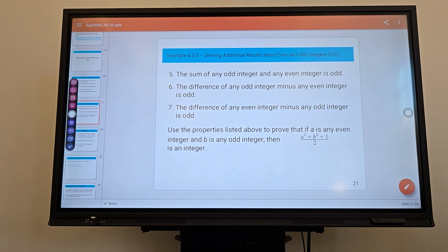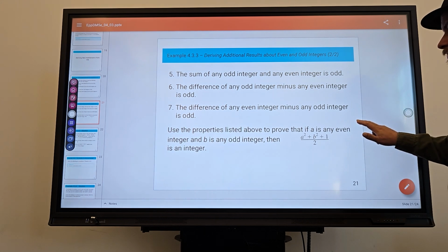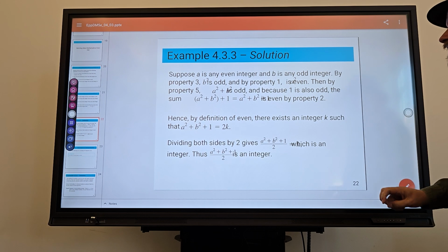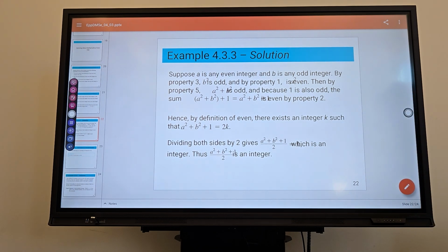Well, then you wouldn't need all 7 of those properties. But yeah, we're gonna go through it.